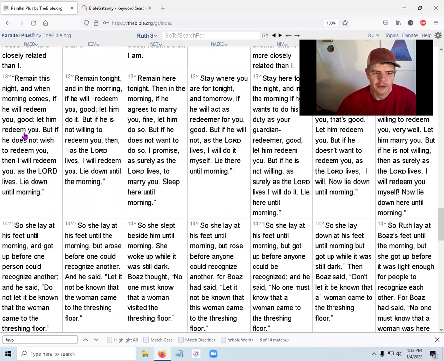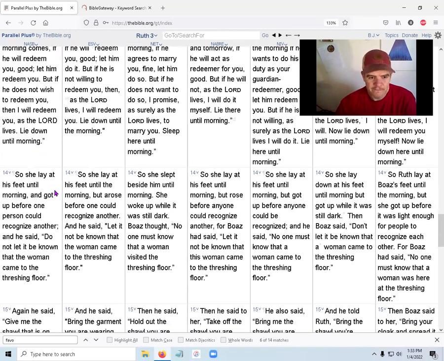"I will remain this night, and when morning comes, if the closer kin will redeem you, will take you as a wife, good. Let him redeem you. But if he does not wish to redeem you, then I will redeem you, as the Lord lives." I swear I redeem you. I promise. It's gonna happen. "Lie down until morning." Okay. So I guess he's like, "Hey, lay here and chill, you know."